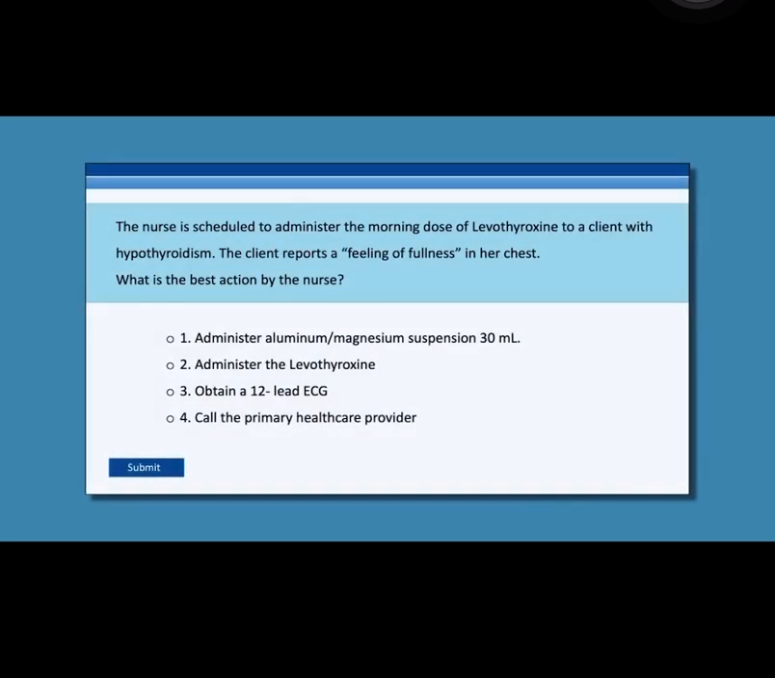Since we had so much fun doing that one, let's do another priority question. Now, let's think back to when we were talking about a client with hypothyroidism. Read with me. The nurse is scheduled to administer the morning dose of levothyroxine to a client with hypothyroidism. The client reports a feeling of fullness in her chest. What is the best action by the nurse? What are the hints? Hypothyroidism, levothyroxine or Synthroid dose, fullness in the chest.